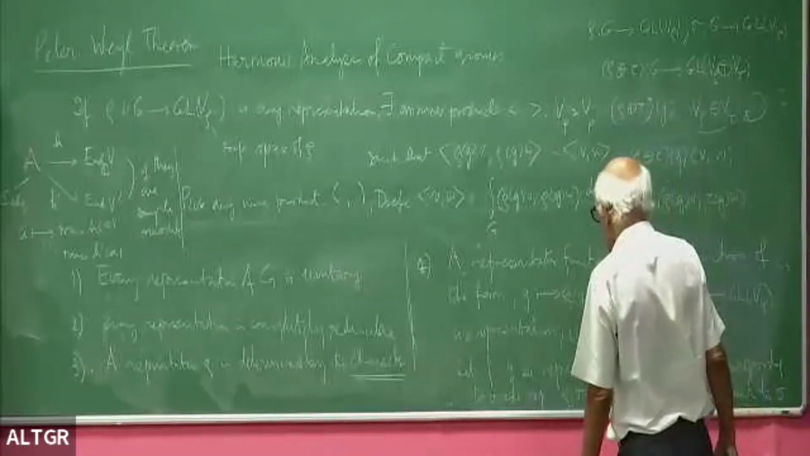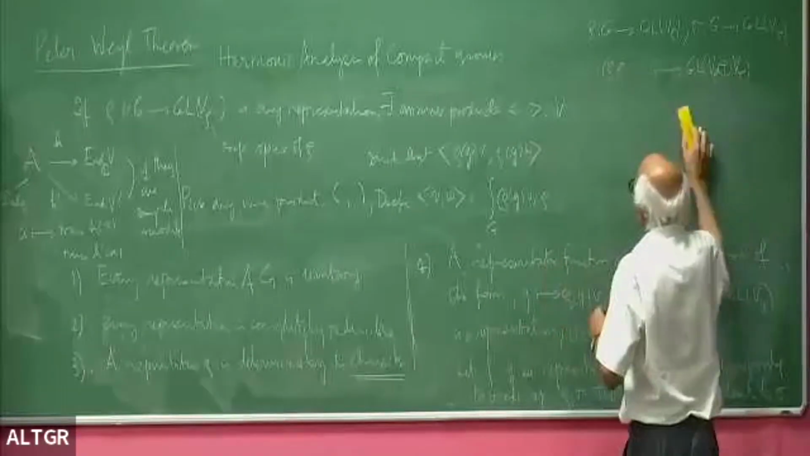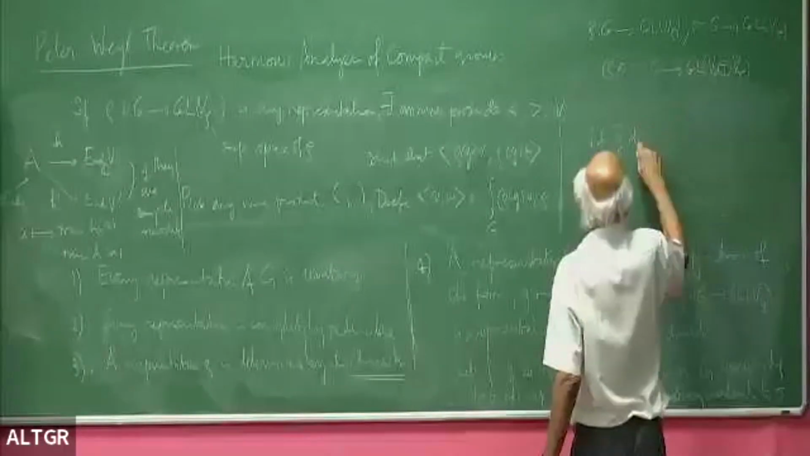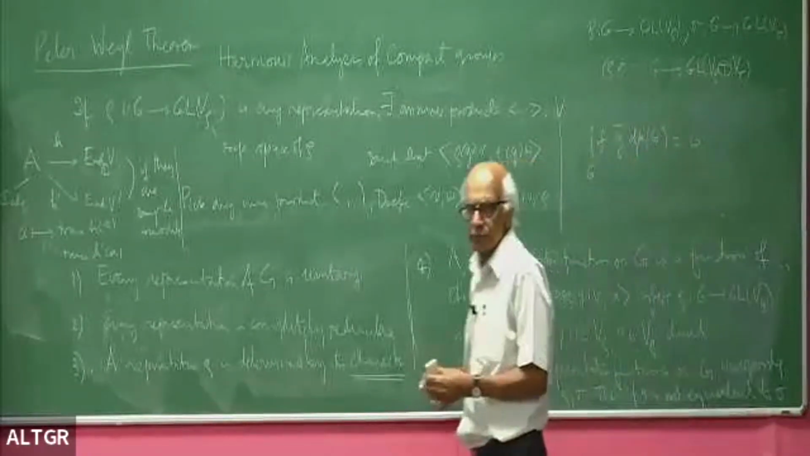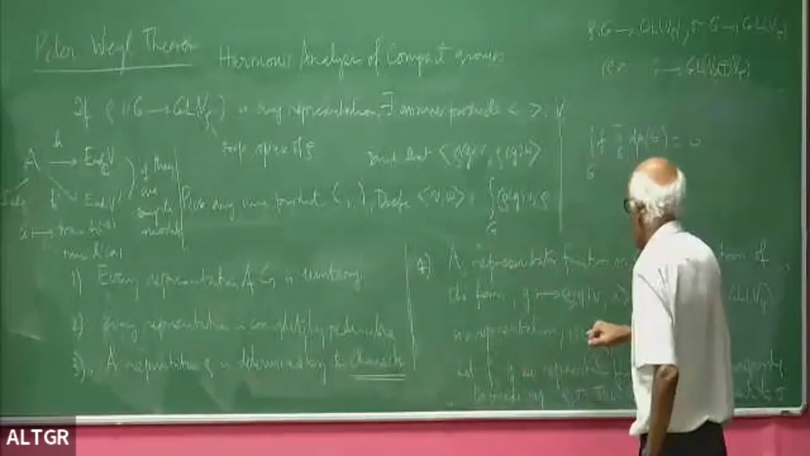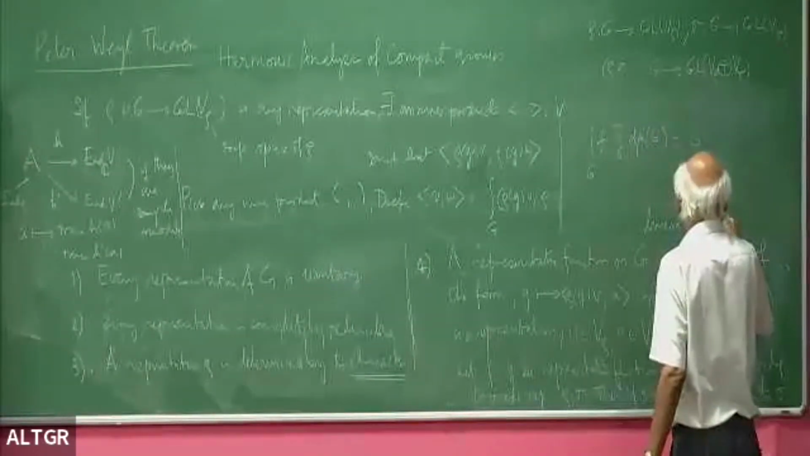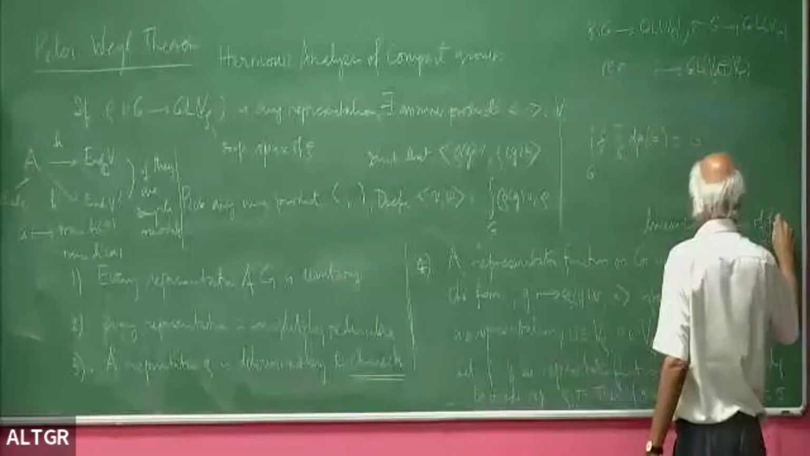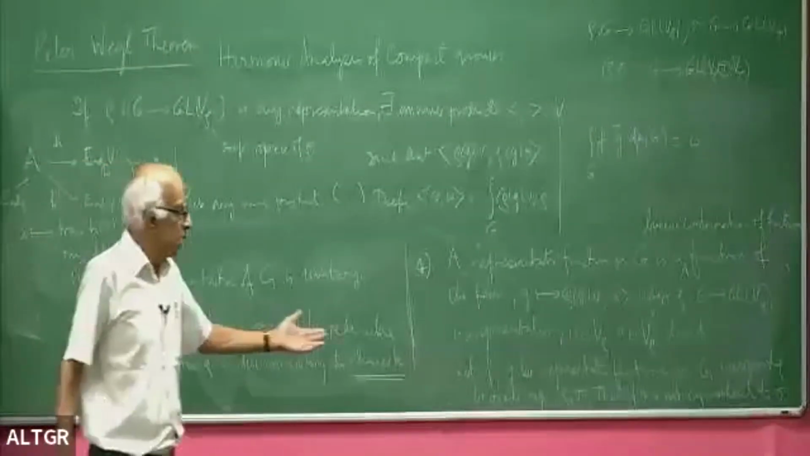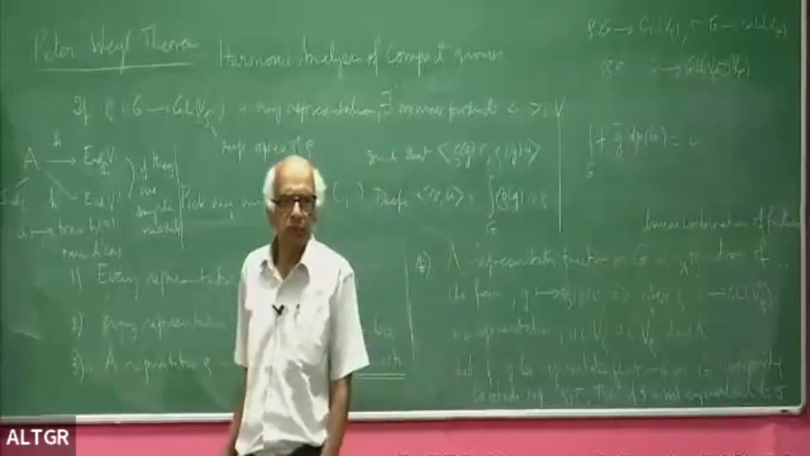Then if rho is not equivalent to sigma, well, the integral of f g... sorry, I should say, a representative function on G is a linear combination of functions of the form rho g v comma alpha. Each one of these, of course, itself is a representative function, but I'll also allow linear combinations, allowing v to vary, alpha to vary, and allow linear combinations. Such a function is called a representative function.